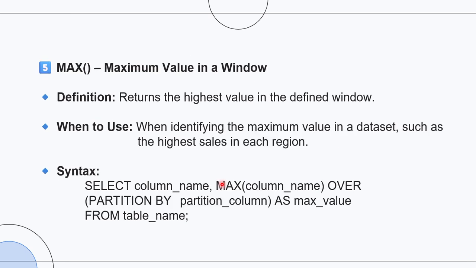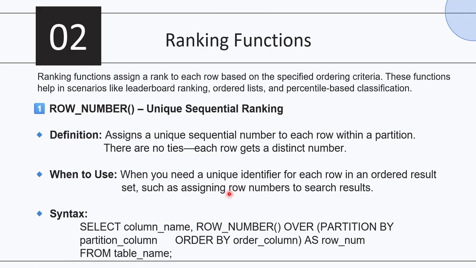Maximum. It returns the highest value within the defined window. For example, you can easily identify the highest salary or the maximum sales value within each group. The syntax is the same, the only difference is that we use the max function here.